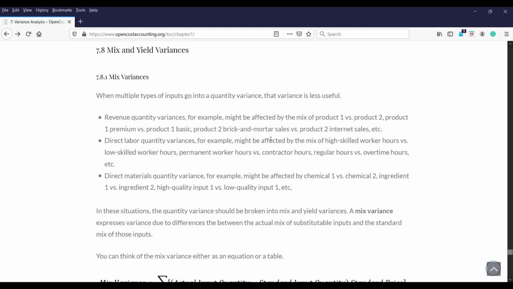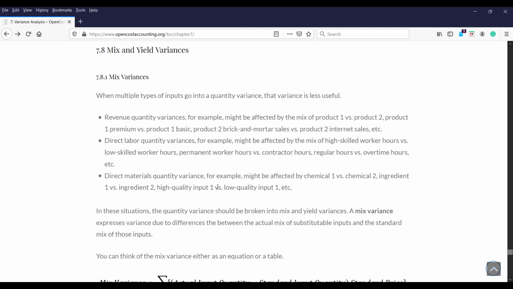And in direct labor, you might have a mix of highly skilled or lower skilled workers. You might have permanent workers versus contractors. You might have regular hours versus overtime hours, etc. There are a number of things that can go into the mix of your quantity variance that can move the price up or down based simply on the mix. The same number of hours might be incurred, but because the mixture was higher in, say, high-skilled workers or more overtime or more contractors, the cost was higher. And so we're going to tease that out with the mix variance.